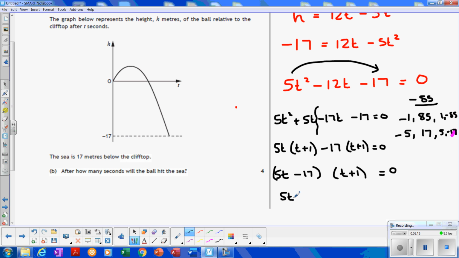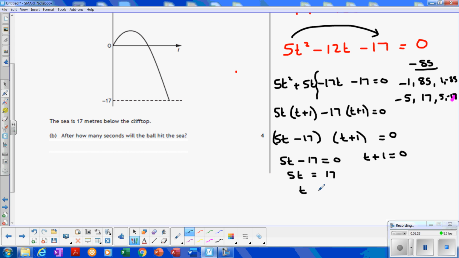So either 5t minus 17 equals 0 or t plus 1 equals 0. Now that would give me 5t is equal to, add 17 onto both sides. I don't want 5t, so I'm going to divide by 5. So t is equal to 17 divided by 5. And in this case, t is equal to minus 1. Now they asked me after how many seconds. That's a negative time, so that's not valid. So that's not a solution because you've got a negative time, and you can write that down. So therefore, it's going to be when t is equal to 17 over 5 seconds.